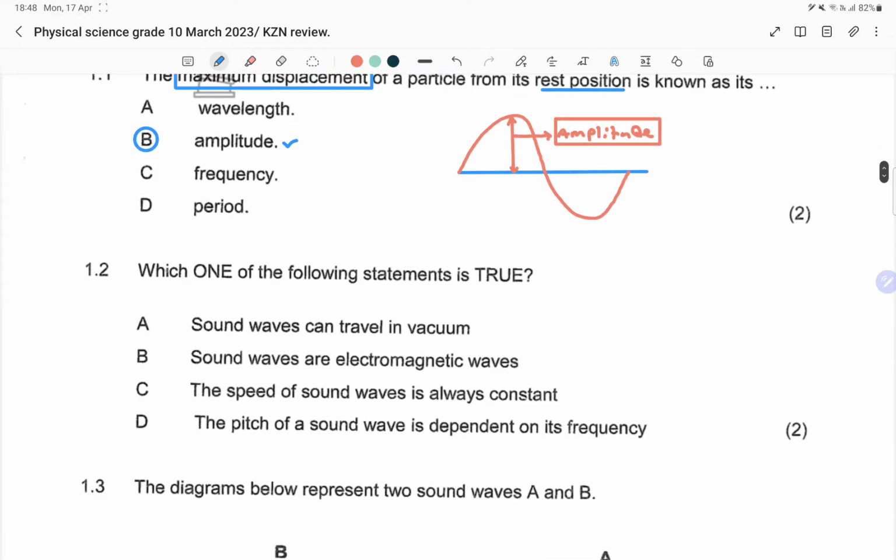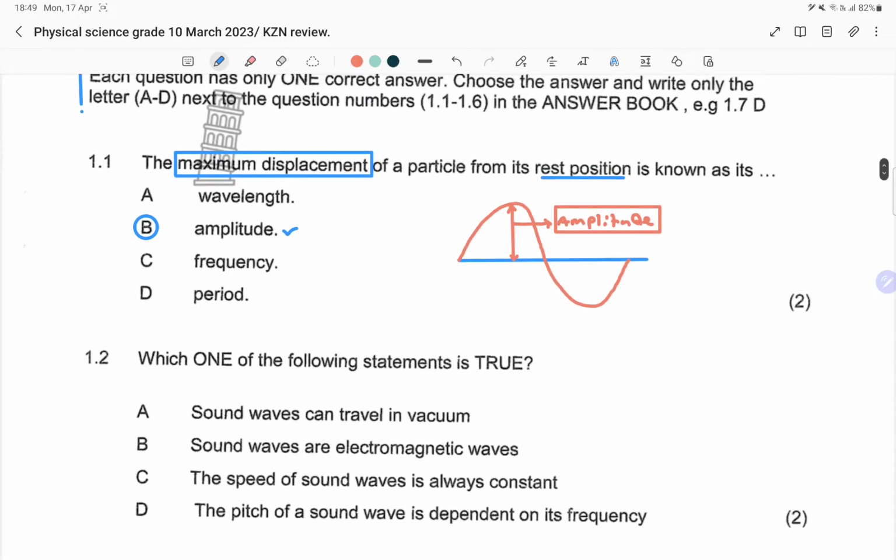All right, now which one of the following statements is true? I don't want to talk about the others, wavelength and frequency and period. You need to know what they are. So basically a wavelength is the distance between two successive points in a wave. So it's the distance between two successive points in phase, by the way. Those points have to be in phase, all right, to give us a wavelength.